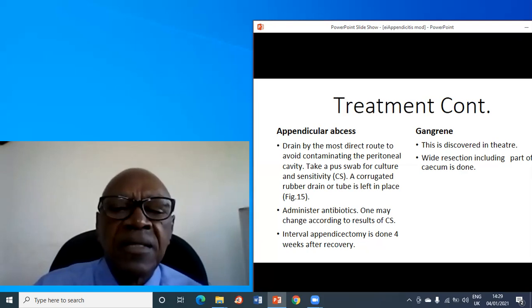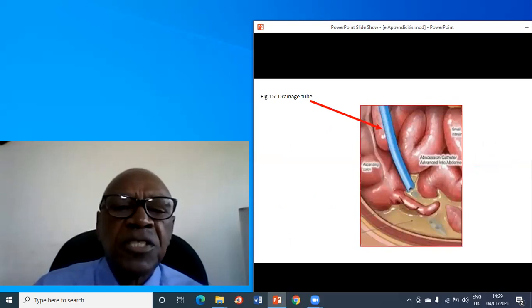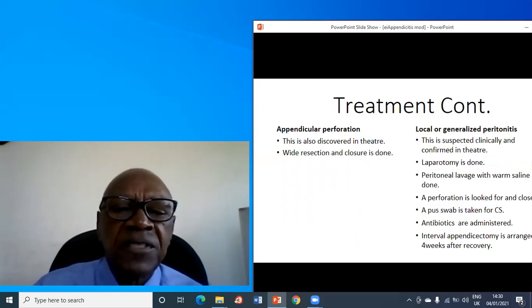Gangrene. This is discovered in the theater. One does wide resection, including part of the cecum. Slide 15 shows a drainage tube. Appendicular perforation. This is also discovered in the theater. Wide resection and closure is done.